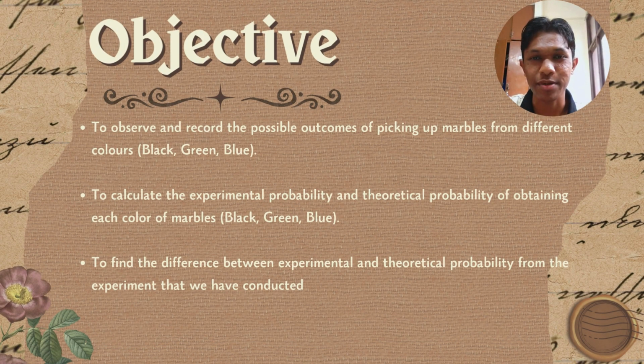By conducting this experiment, there are three main objectives that we want to achieve. Number one is to observe and record the possible outcomes of picking up marbles of different colors, which in our case are black, green, and blue. Second, to calculate the experimental probability and theoretical probability of obtaining each color of marbles. And the last one is to find the difference between experimental and theoretical probability from the experiment that we have conducted.